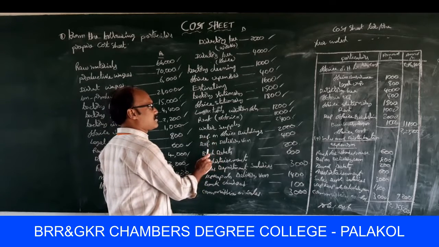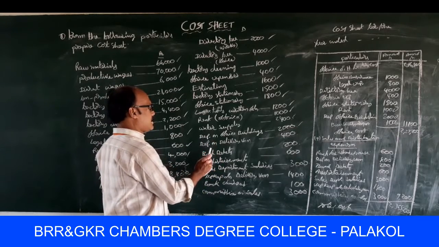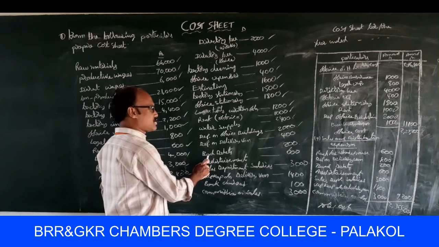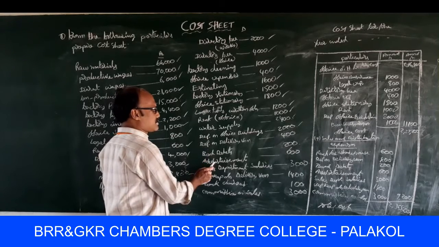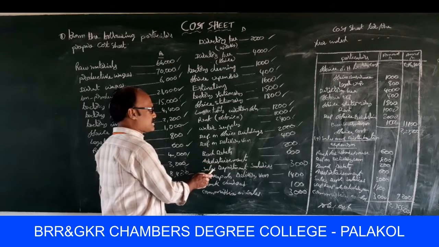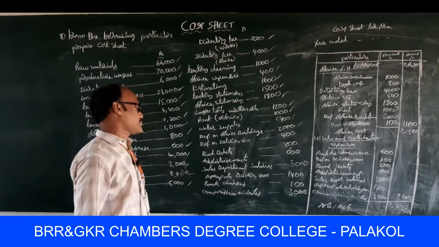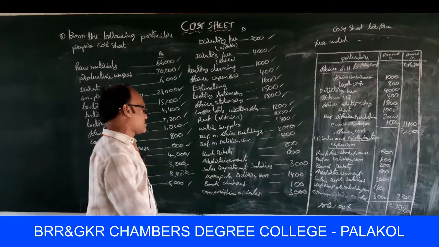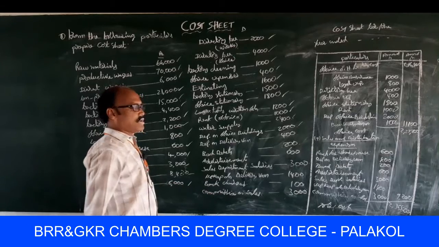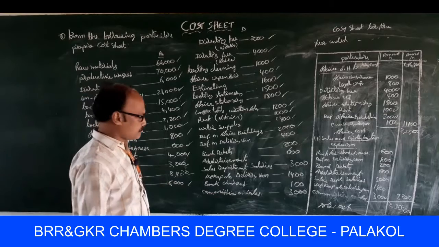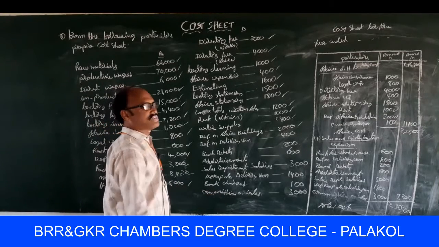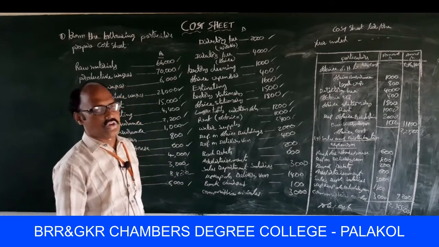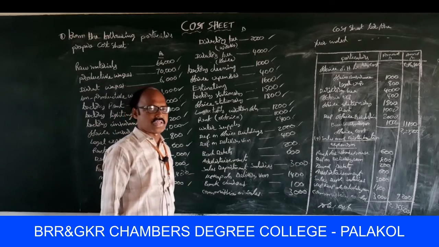Depreciation on delivery van, sales and distribution expenses. Next one, bad debts, sales and distribution expenses. Advertisement, sales and distribution expenses. Sales department salary, sales and distribution expenses. Upkeep of delivery van expenditure, sales and distribution expenses. Bank charges are related to office expenditure. Commission on sales is to be related to sales and distribution expenses.